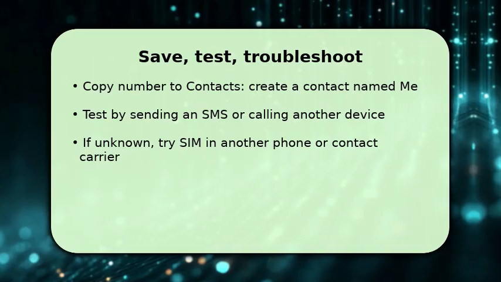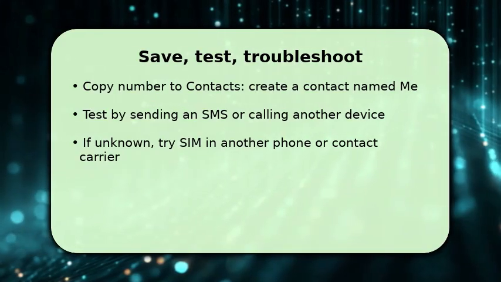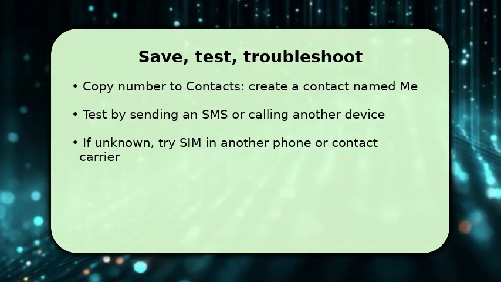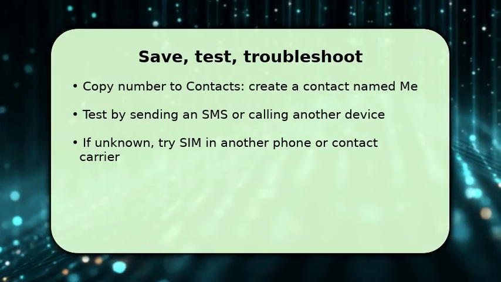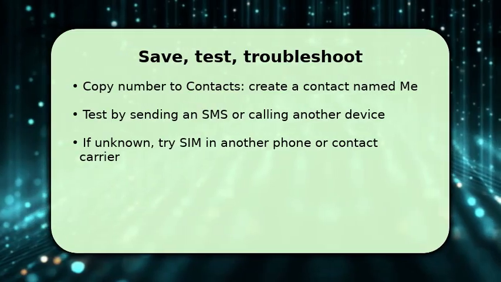If the number still shows unknown, remove and reset the SIM, try it in a different phone, or check the SIM packaging for the printed number. If none of that works, contact your carrier. They can look up the number by SIM ID. That troubleshooting step resolves most edge cases.